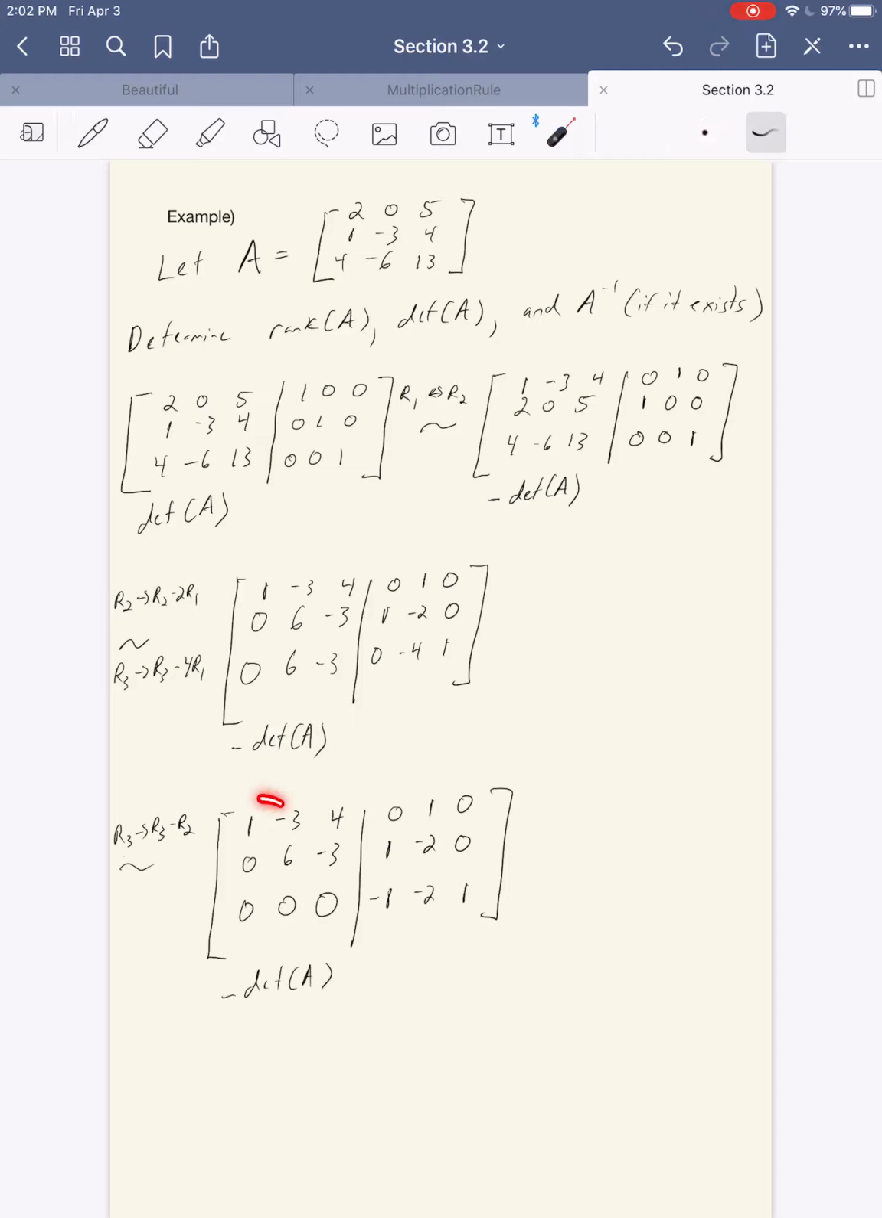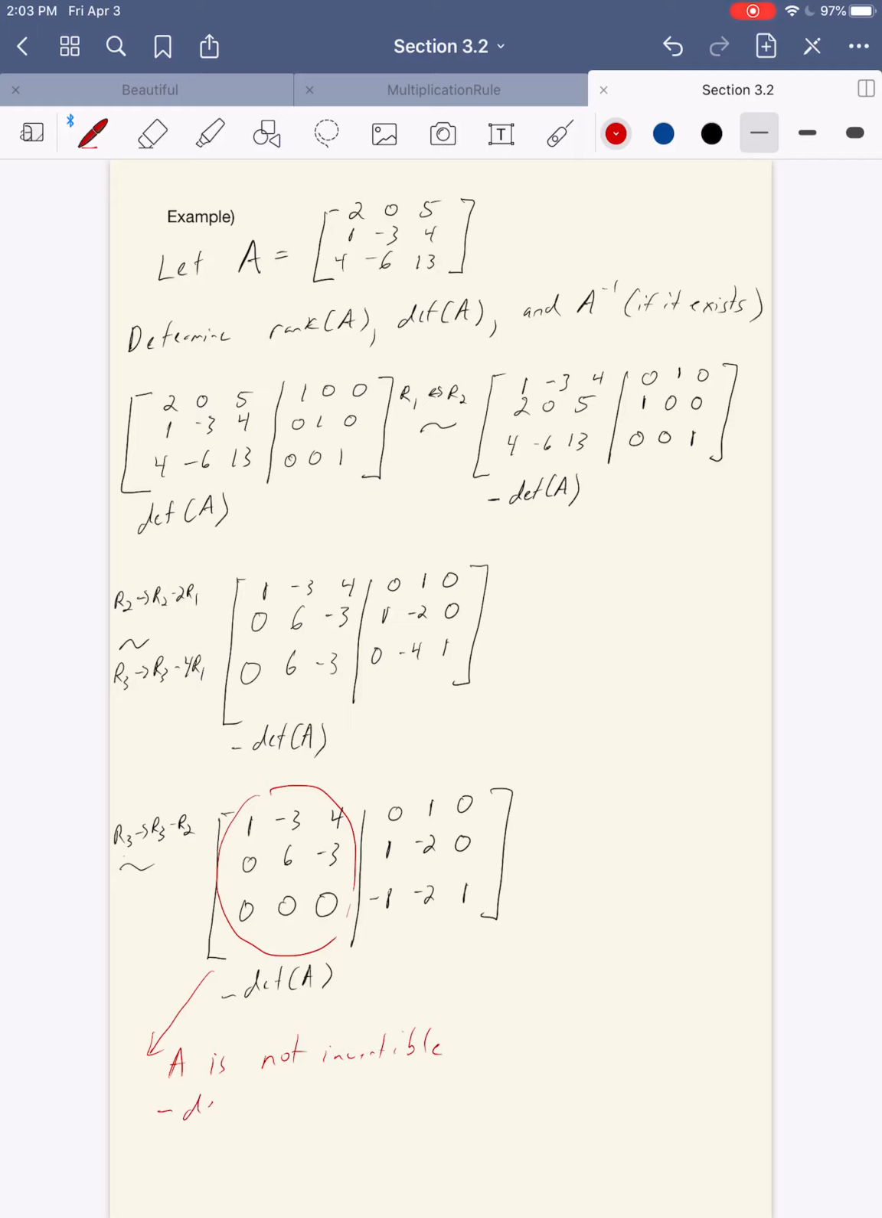All right, now we can see two things we can immediately recognize. One, it is going to be impossible to make this look like the identity because we have a 0 row. That tells us it's not invertible. Also, this is in upper triangular form. So what's the determinant of this? Well, it's just the product of the diagonal elements. So 1, 6, and 0 is going to be 0. So negative the determinant of A is equal to 0, so the determinant of A is going to be 0. So right from here, we can tell a couple of things. This tells us A is not invertible.